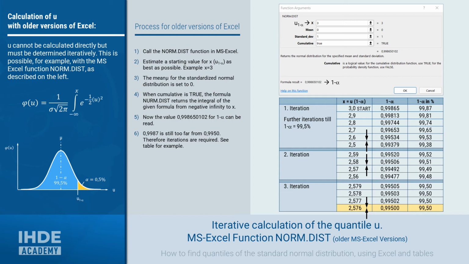For the third iteration, in the first column, the values for x go from 2.579 to 2.566 in 0.001 increments. This time, the 99.5% probability is found at the value 2.576. This value is sufficiently accurate and the iteration can be terminated.